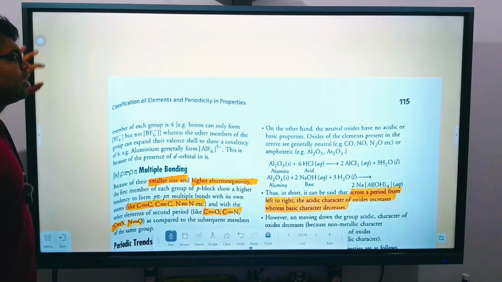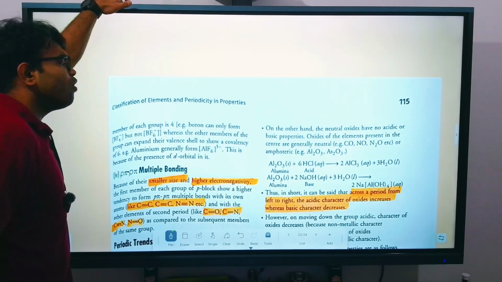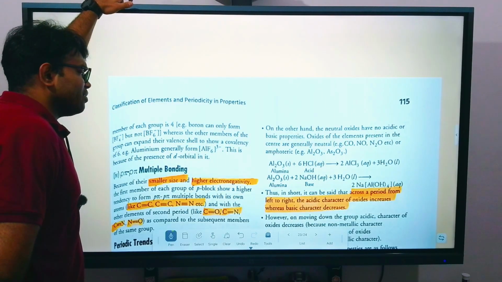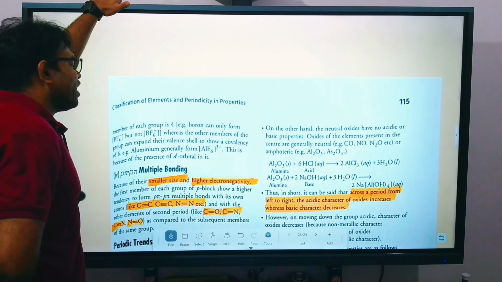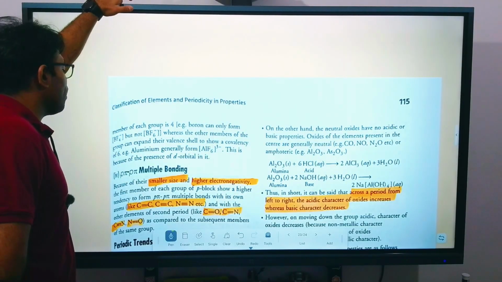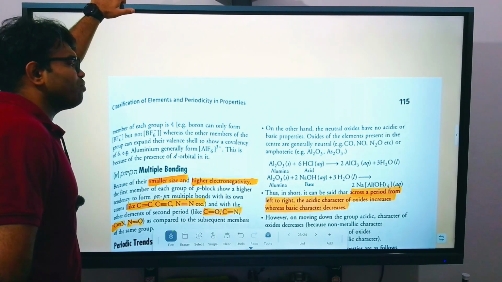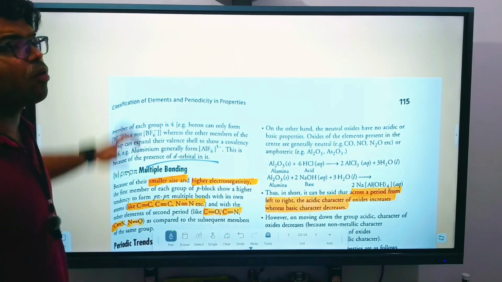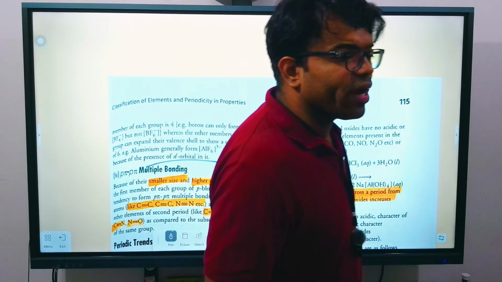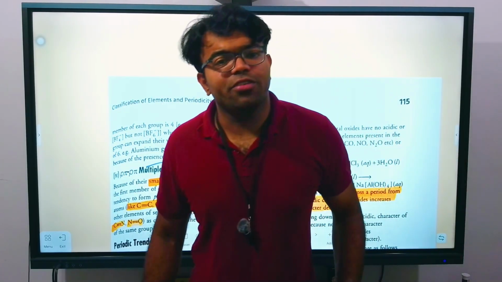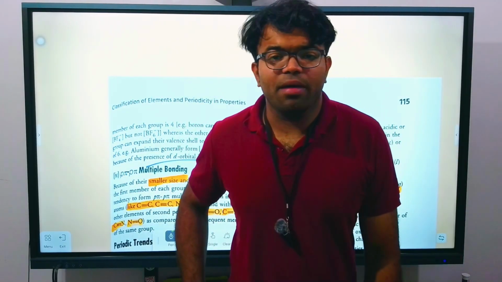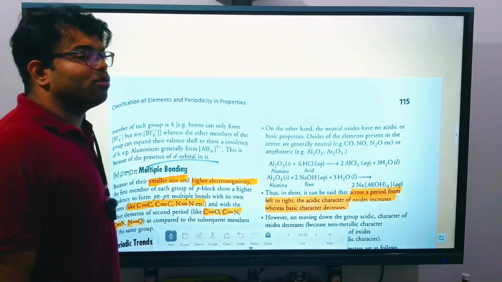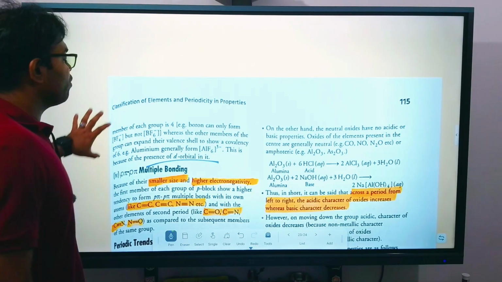Understood why? Okay, so the maximum covalency of the first members of each group is 4. For example, boron can only form BF4 minus, but not BF6 minus, whereas the other members of the group can expand their valence shell to show a covalency of 6. Aluminum generally forms AlF6 3 minus. This is because of the presence of the d orbital. Who is providing them with the extra electron space? It is the d orbital that is doing that. Because aluminum has d orbitals, whereas boron doesn't, it can only show a maximum covalency of 4.